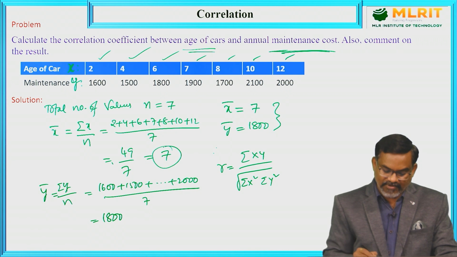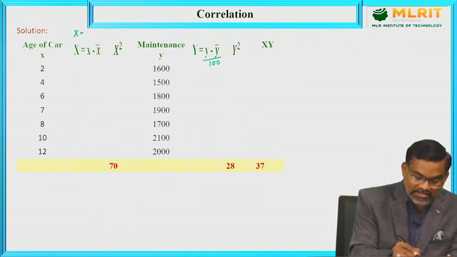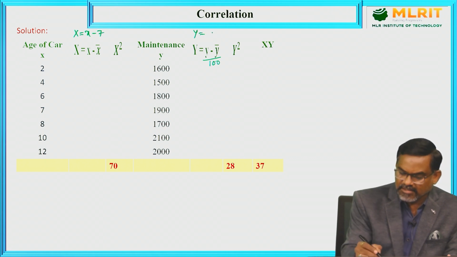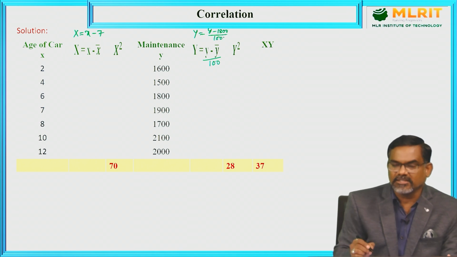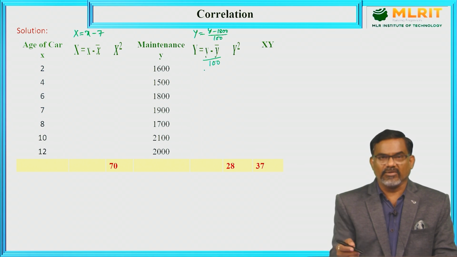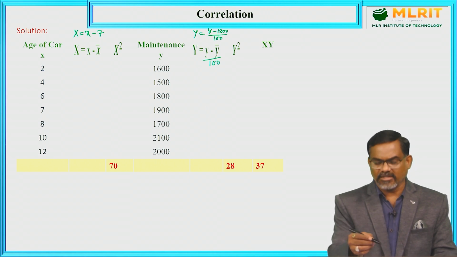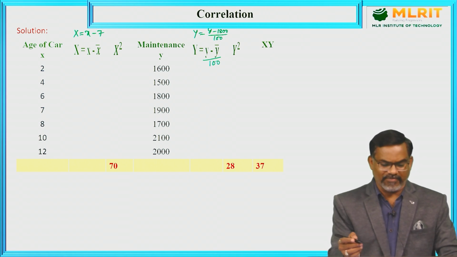X bar is 7 and y bar is 1800. So capital X is x minus 7. Capital Y is y minus y bar, which is 1800, divided by 100. I am dividing by 100 just for our convenience, otherwise we will get larger values. If we divide by 100, we will get simple numbers. As that 100 will be in the numerator and denominator, the simplification doesn't make any difference.